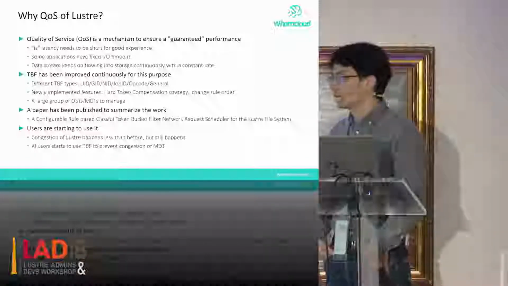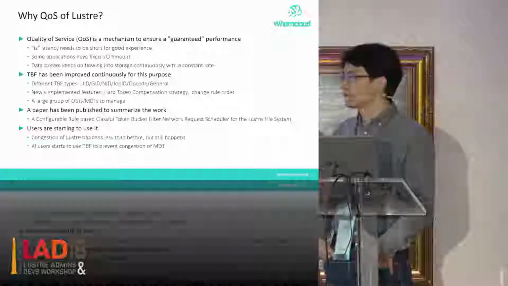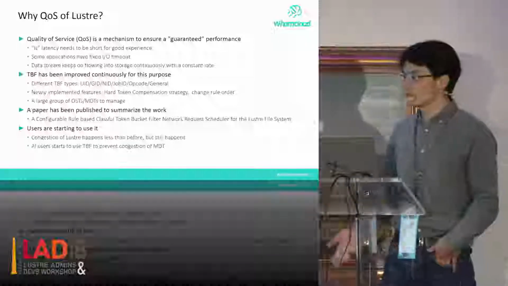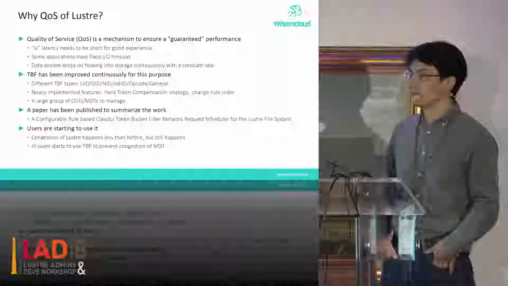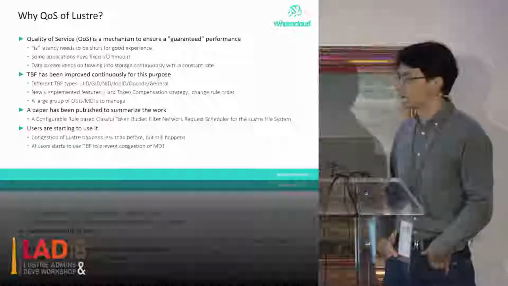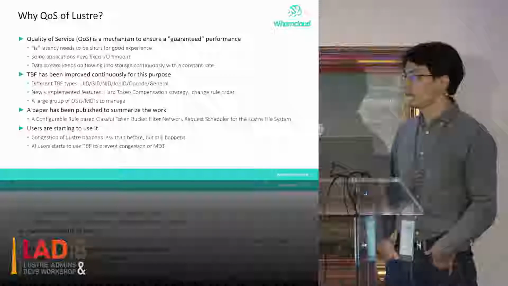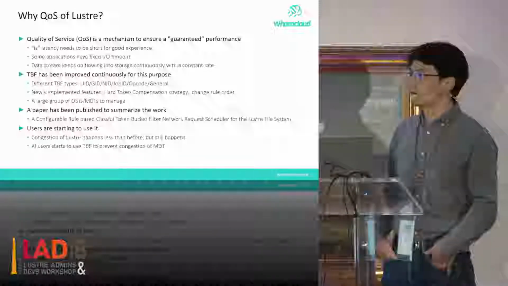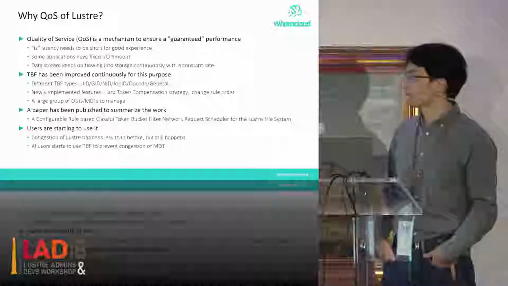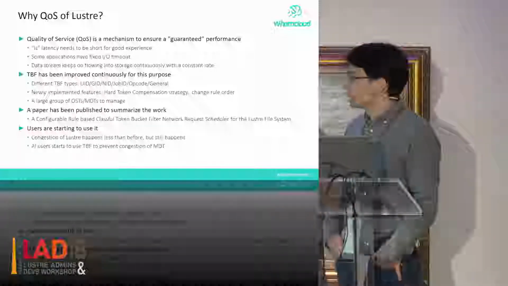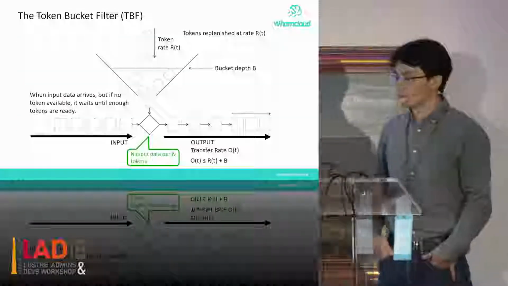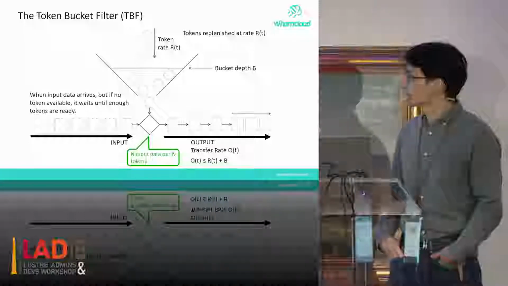The most common use case is to prevent congestion of Lustre by using TBF. So congestion of Lustre is not happening as frequently as before. It has been improved, right? But it still happens. So we have seen users use TBF to throttle the whole rate of the system, so there will be no congestion on the MDTs. And we'd like to introduce those kinds of things to everyone, so maybe it will be helpful for other users.